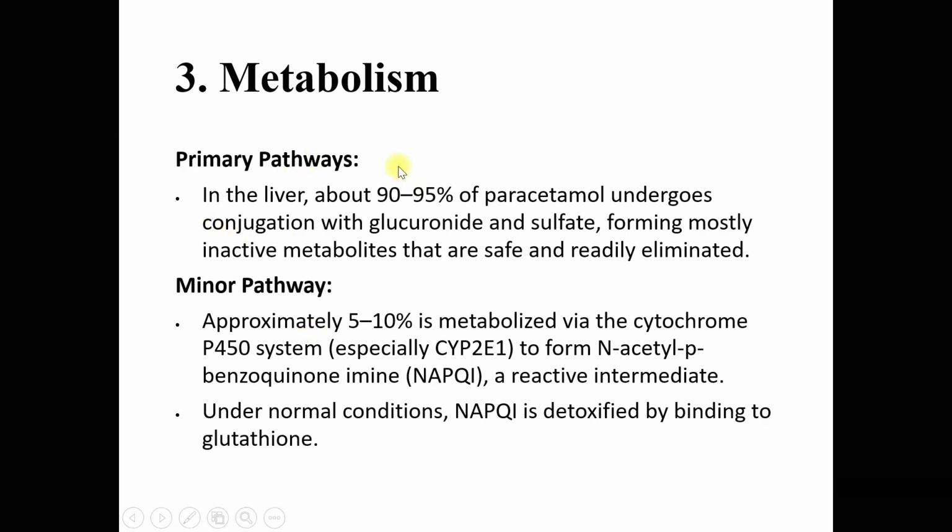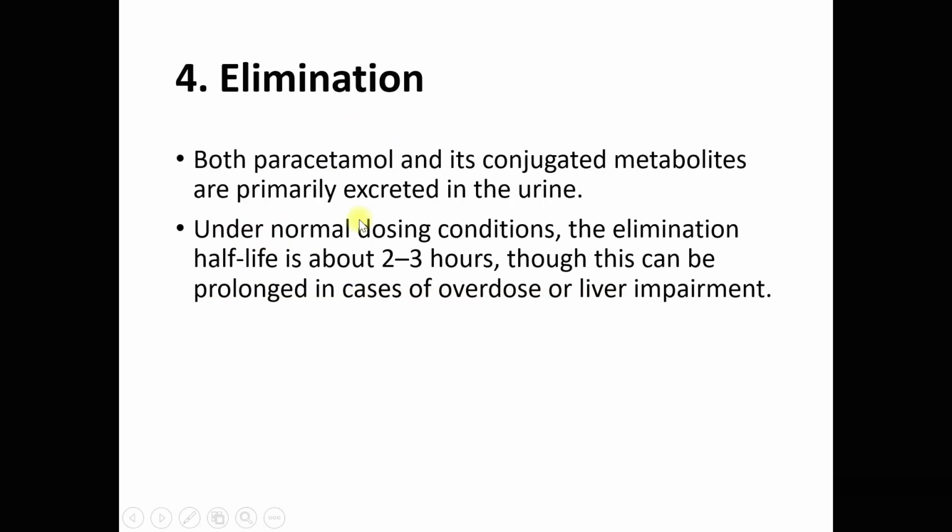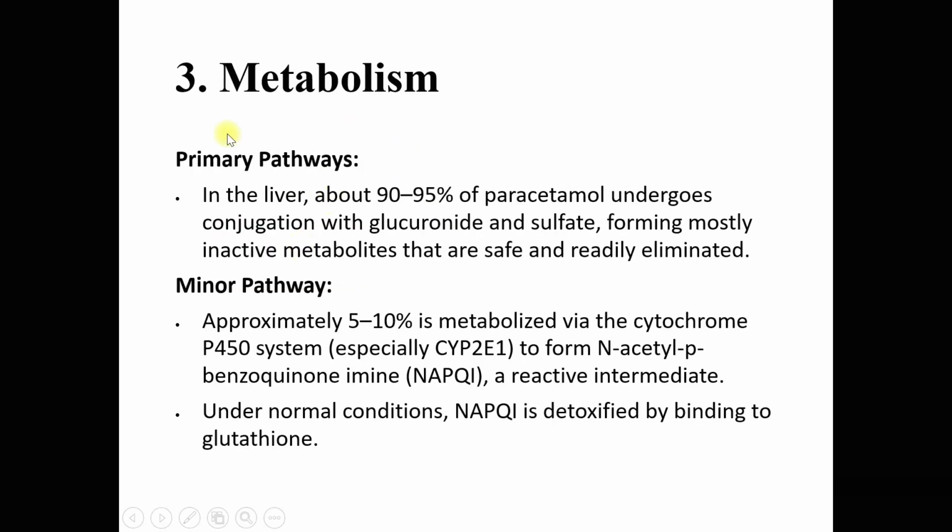Metabolism. Primary pathway, minor pathway, we'll see these pathways. On the primary pathway in the liver, about 90 to 95% of paracetamol undergoes conjugation with glucuronide and sulfates, forming mostly inactive metabolites that are safe and readily eliminated. These processes take place in the liver.